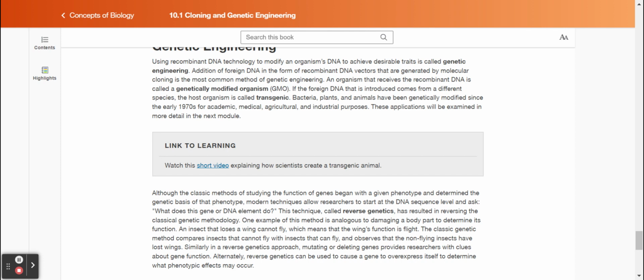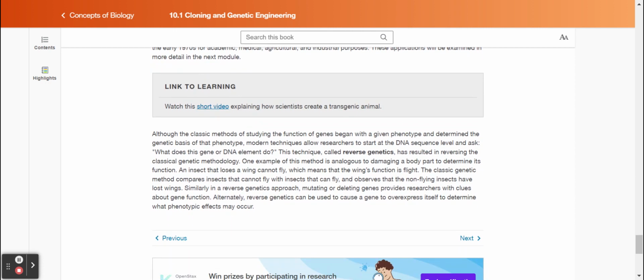An organism that receives the recombinant DNA is called a genetically modified organism, or GMO. If the foreign DNA that is introduced comes from a different species, the host organism is called transgenic. Bacteria, plants, and animals have been genetically modified since the early 1970s for academic, medical, agricultural, and industrial purposes. These applications will be examined in more detail in the next module.